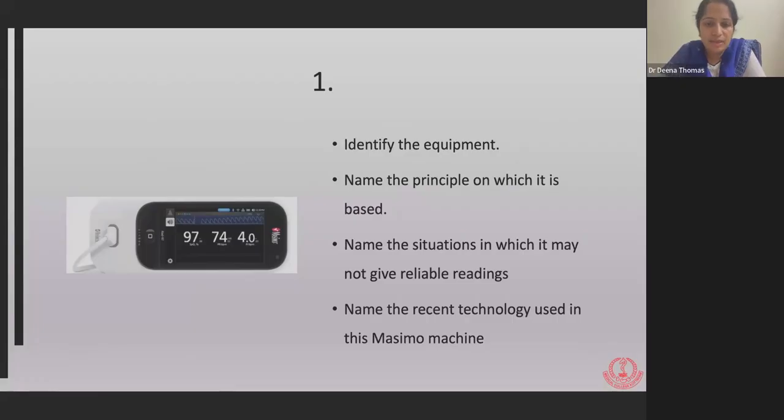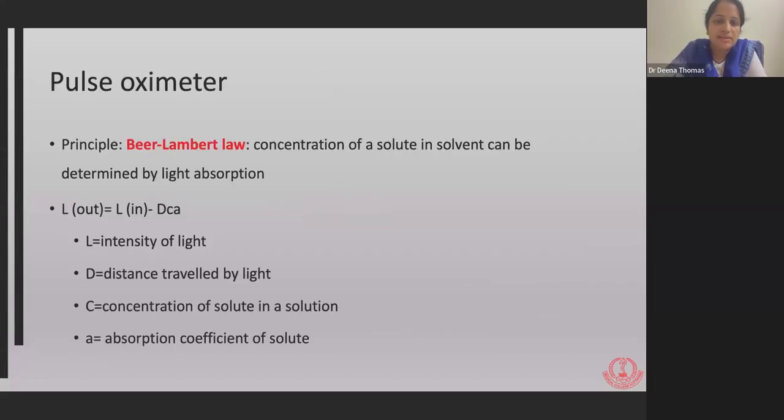So the first question: we all have seen this equipment in the NICU. Identify the equipment, name the principle on which it is based, name the situations in which it may not give reliable readings, and name the recent technology used in this Masimo machine. Since we see this machine day in and day out, most of us have a favoritism for it. The principle used in the pulse oximeter is the Beer-Lambert law.